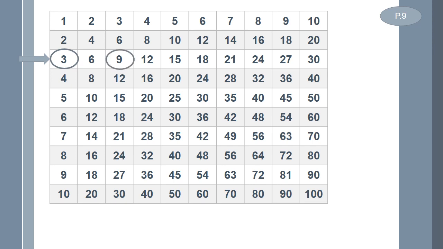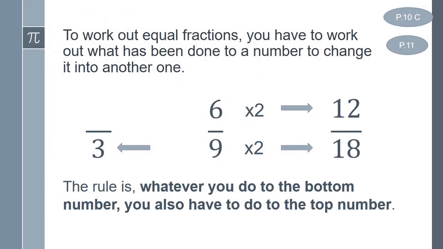So there's the 9. So what we can do now is again go directly up from that 9 to find out what's been done to it to turn it into 3. And in this case, we've had to divide by 3. So what that is telling us is 9, to turn it into 3, you have to divide by 3. So if you put that back into our fraction, we've done 9 divided by 3 turns it into 3.